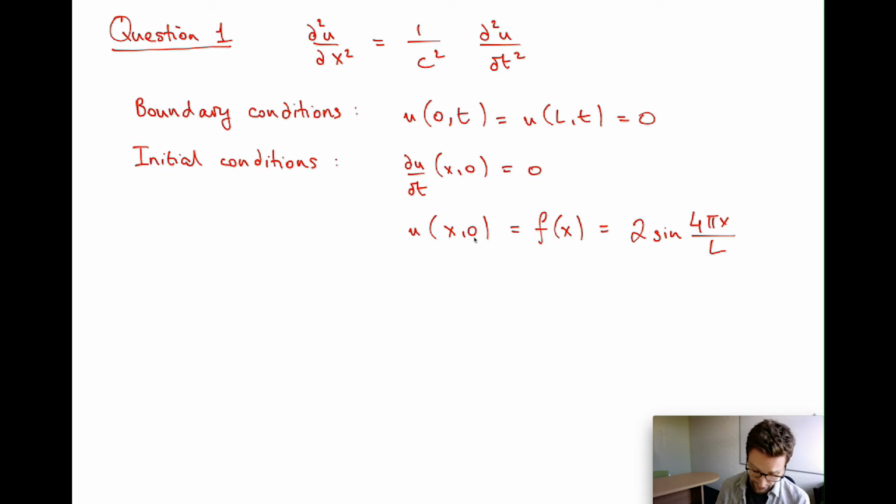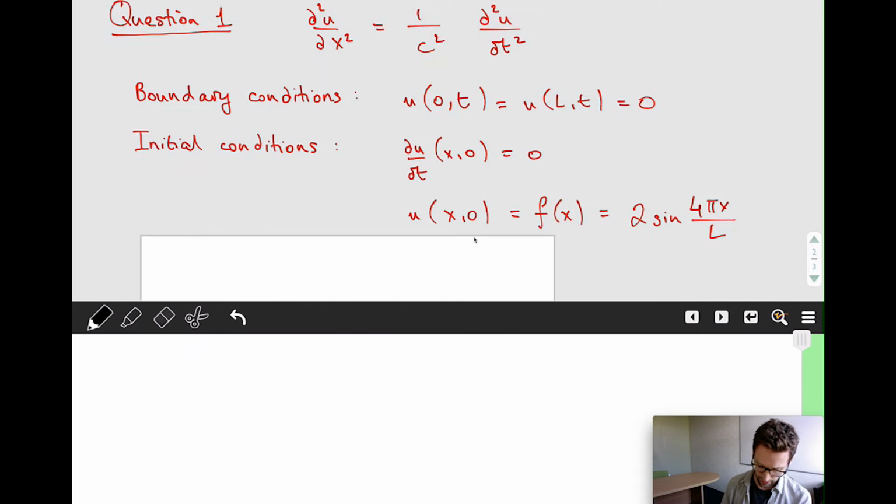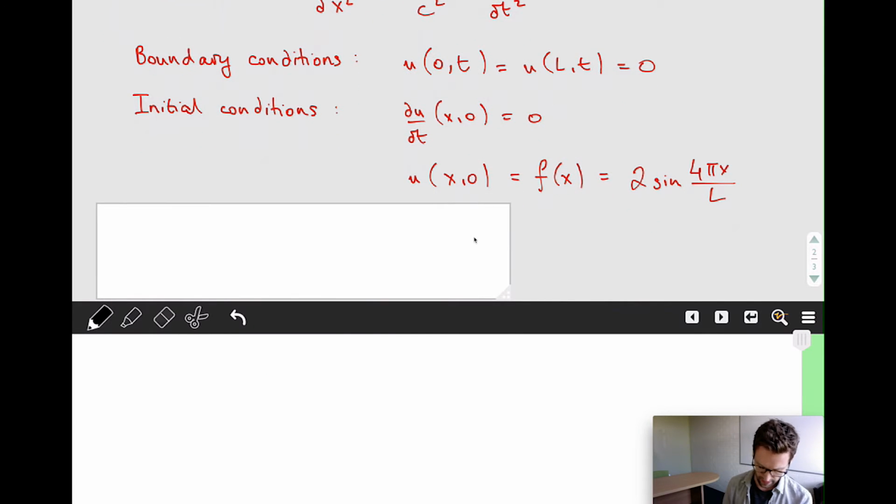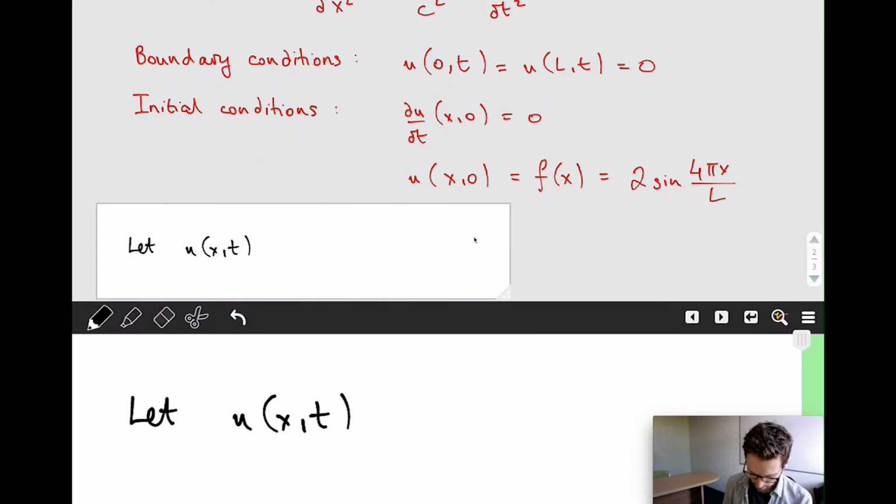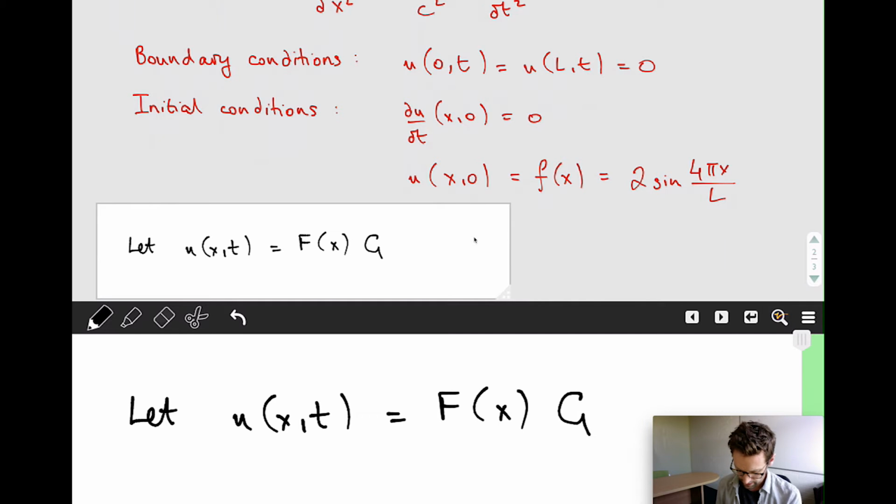So the first thing we're going to do, and the first thing we do in every kind of question like this, is to make our separation of variables assumption. So what we're going to do is let u of x and t be written as the product of a piece that deals with the x part and a piece that deals with the t part, so f of x times g of t. Now that's an assumption, of course.